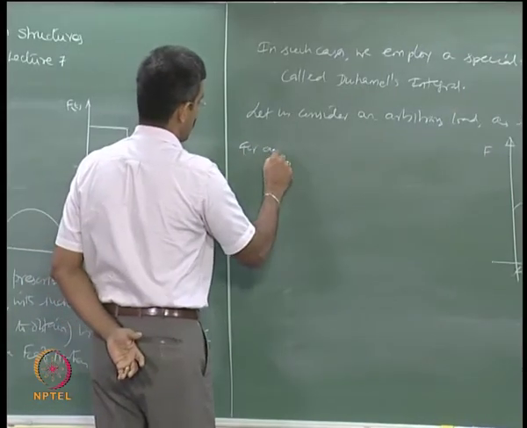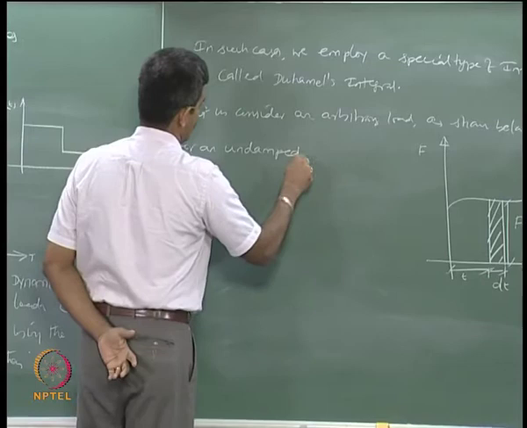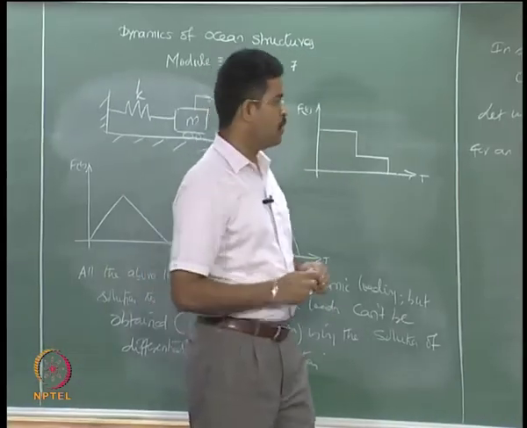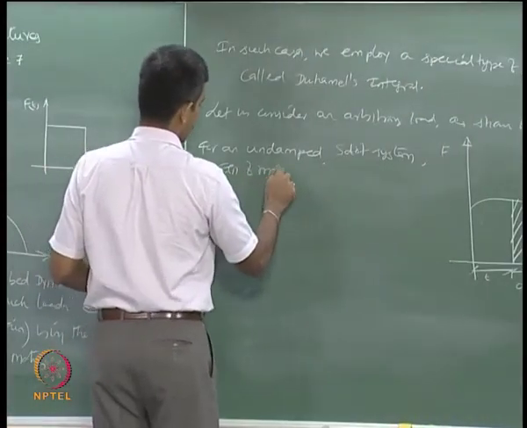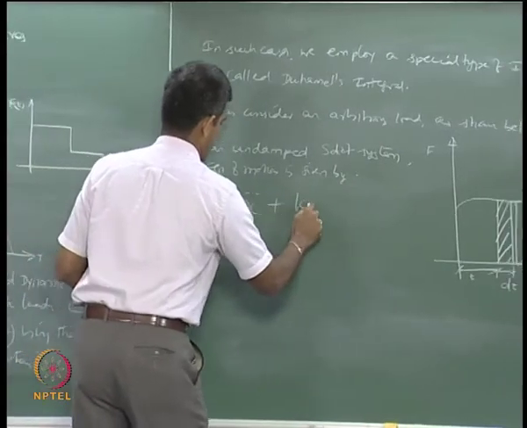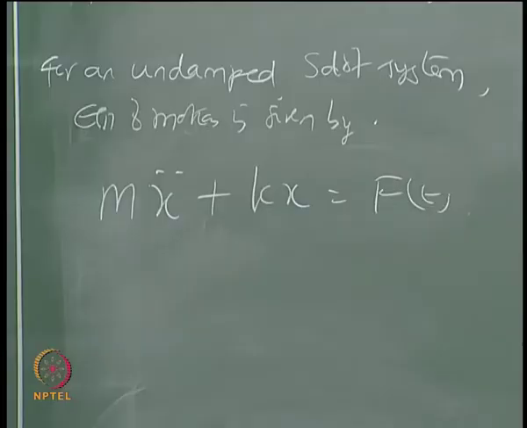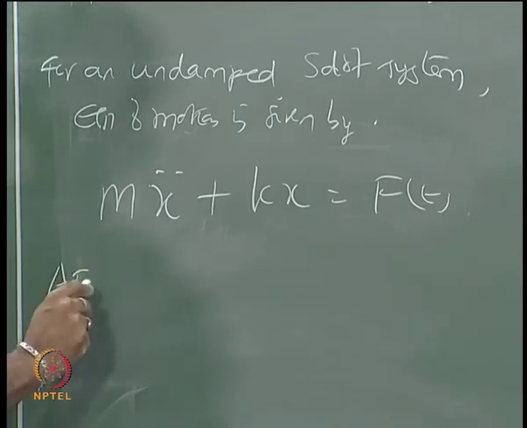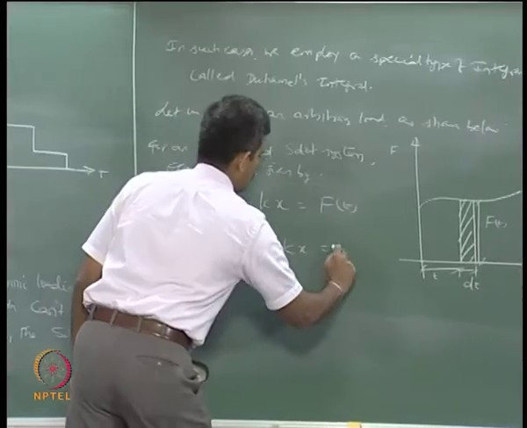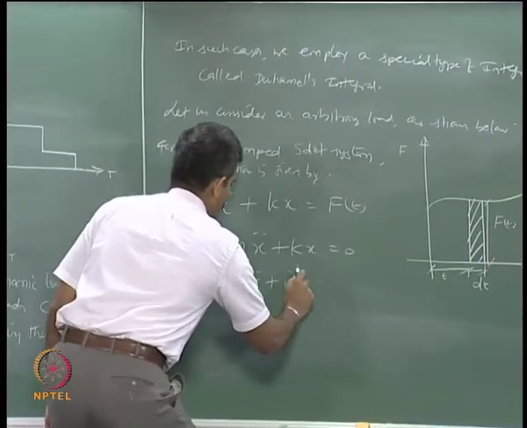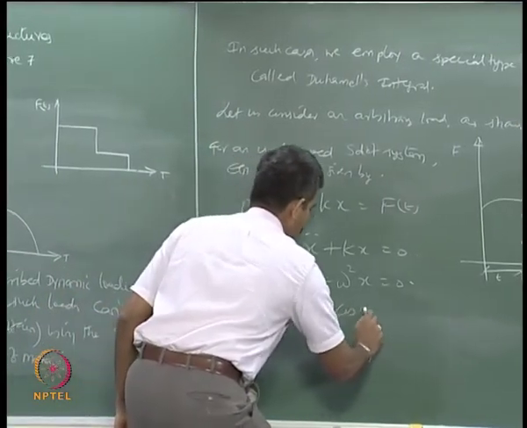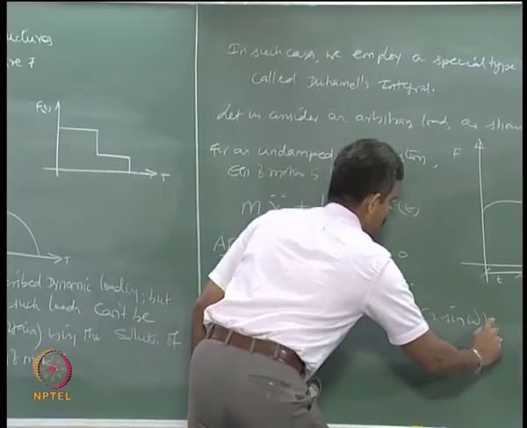For an undamped single degree freedom system we already know the equation of motion is given by m x double dot plus kx is f of t. The auxiliary equation can be written for free vibration, we already know that, which is m x double dot plus kx is 0, which is x double dot plus omega square x is 0, which gives me x of t as c1 cos omega t plus c2 sin omega t.